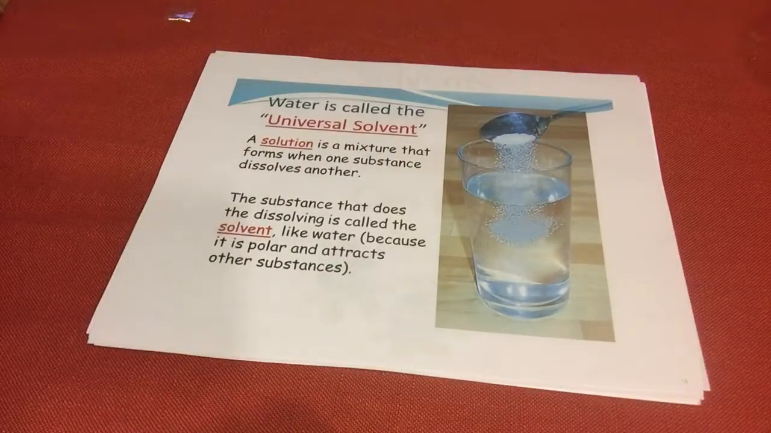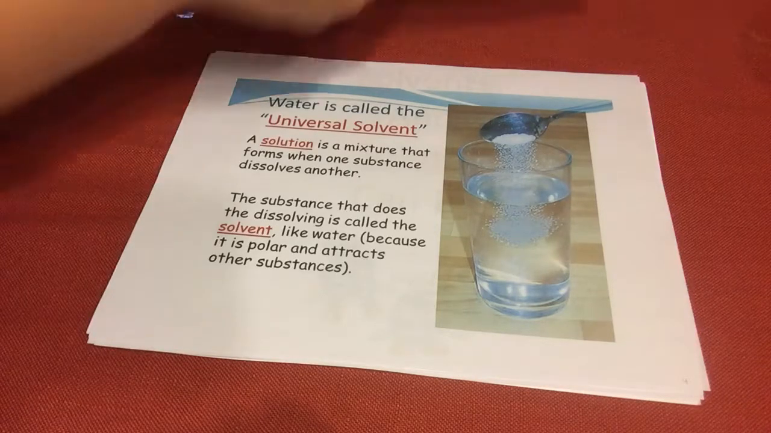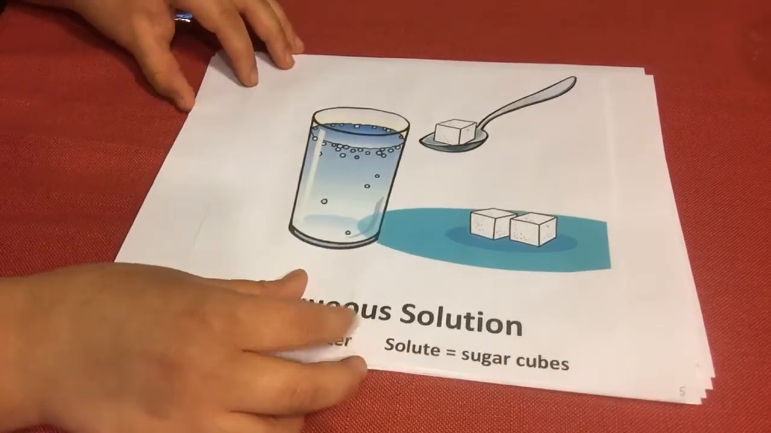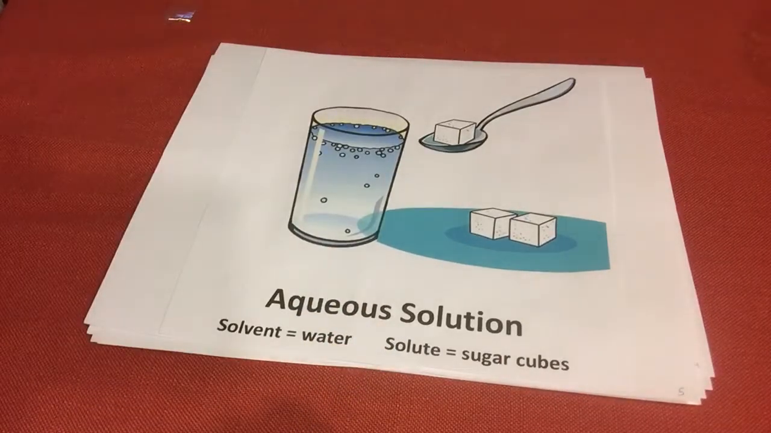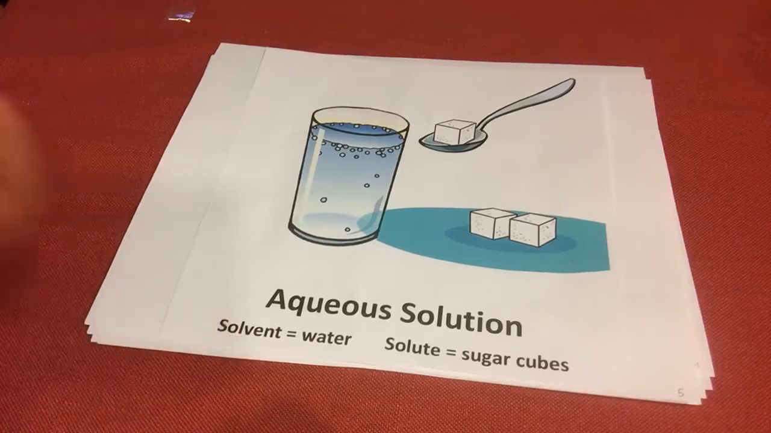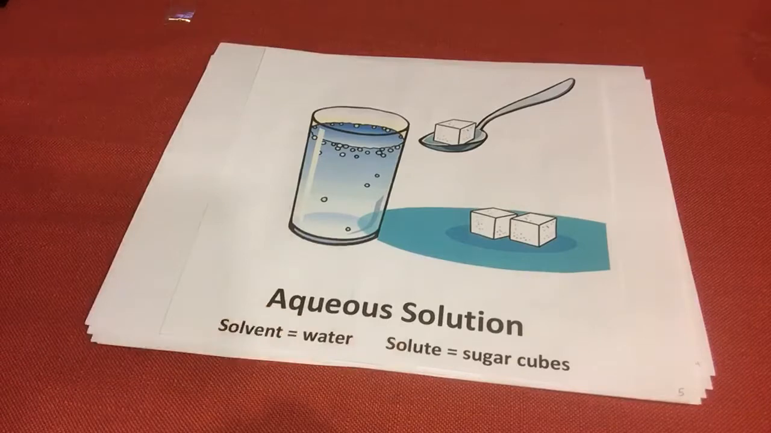A solution is a mixture that forms when one substance dissolves another. The substance that does the dissolving is called a solvent, like water, because it's polar and attracts other substances. Another example of a solution is an aqueous solution. In this type of solution, the solvent is water and the solute is the sugar cubes.